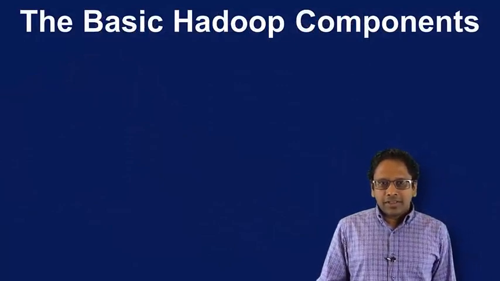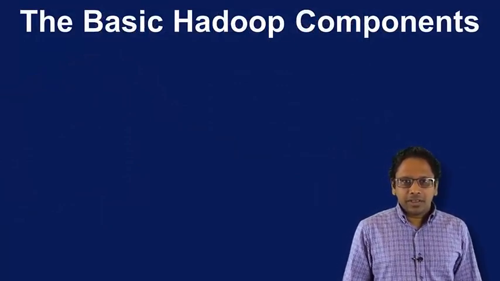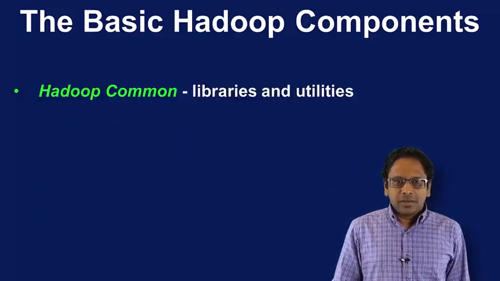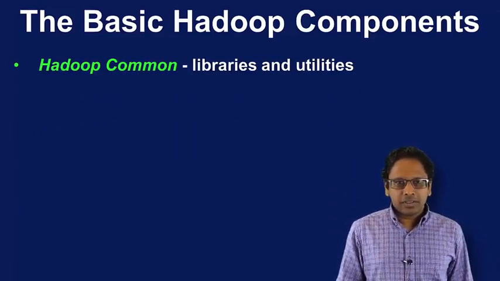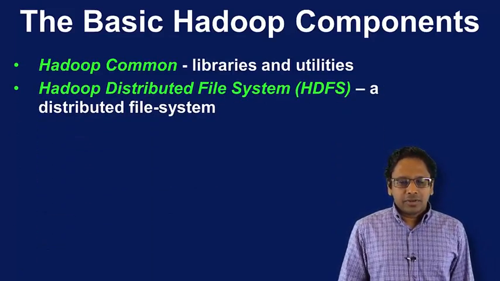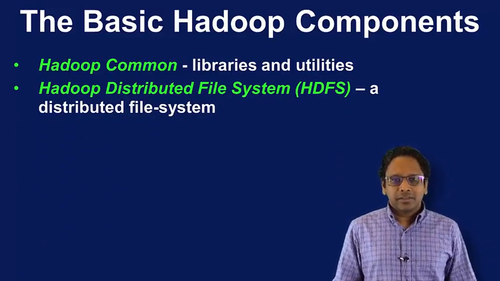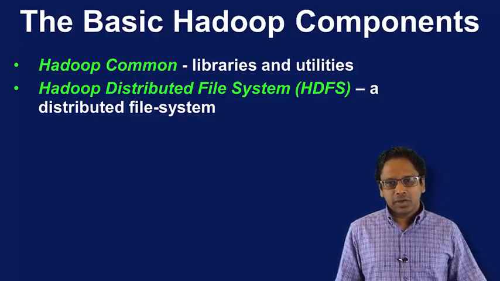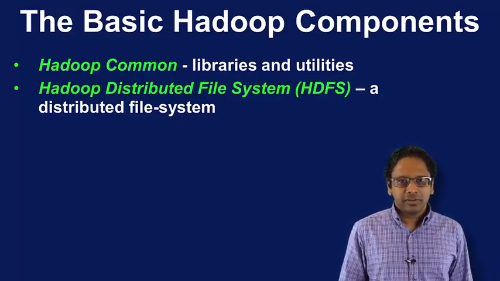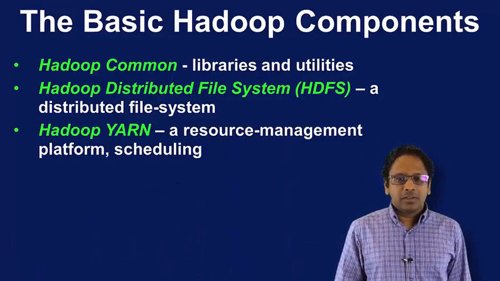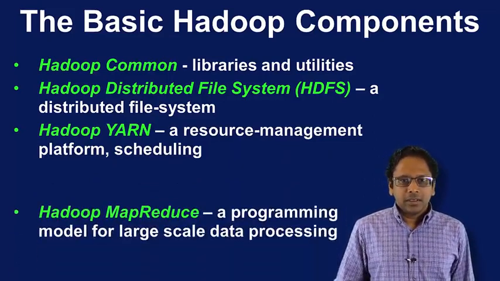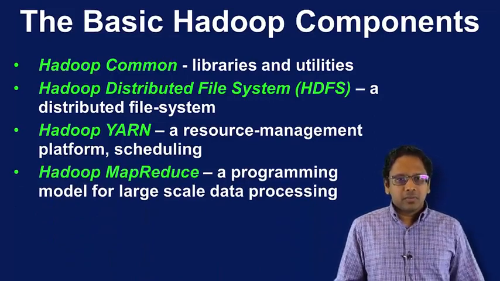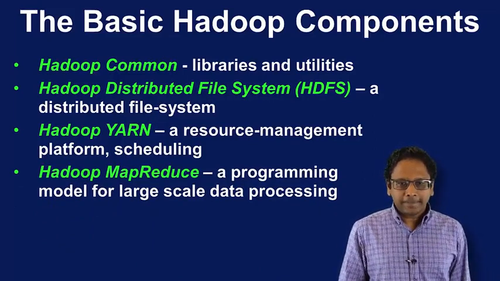So as you might have seen from an earlier module, the basic Hadoop components are the Hadoop common libraries. These are utilities on top of which everything is built. The Hadoop Distributed File System, a distributed file system which is the storage underpinning for the Hadoop instance. Hadoop Yarn, which is a resource management platform and also does the scheduling. Hadoop MapReduce, a programming model for large-scale data processing.